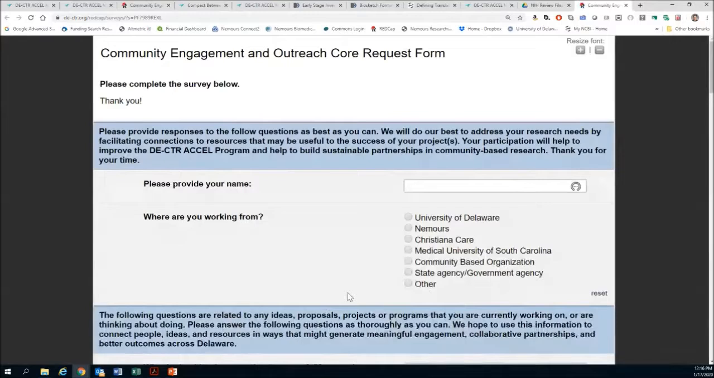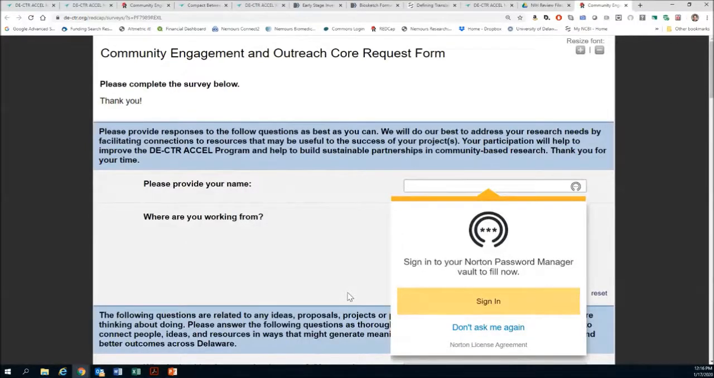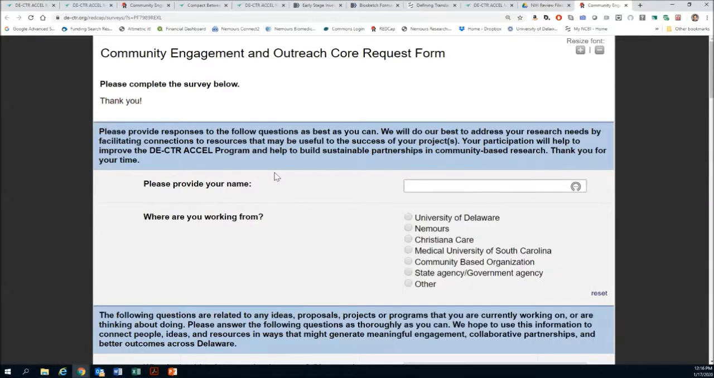Right, so the community engagement outreach core is one of the main cores, including the others being professional development and a biostatistics, epidemiology, and research design core. So the community engagement and outreach core is looking for specific applications in their areas of interest, but I recommend, in fact, you should fill this out regardless.